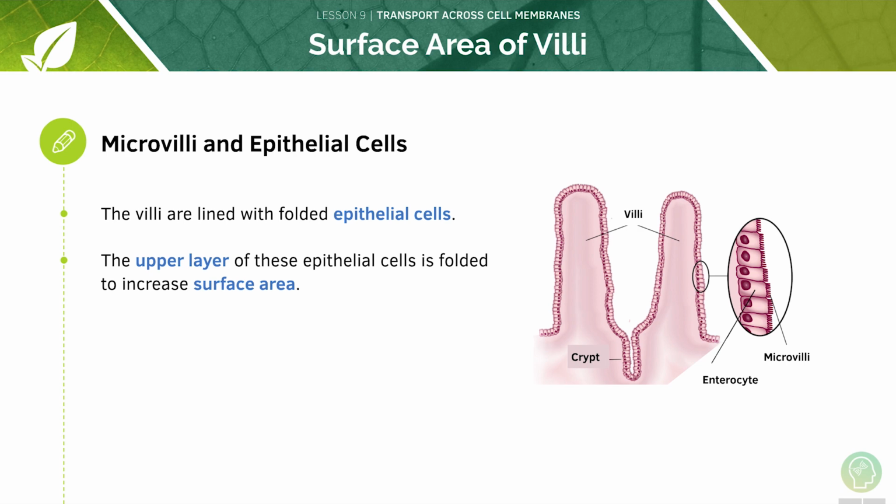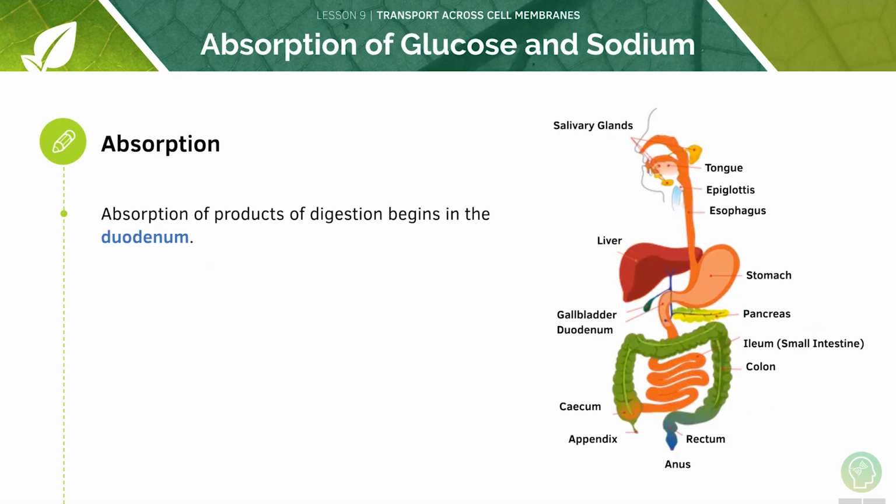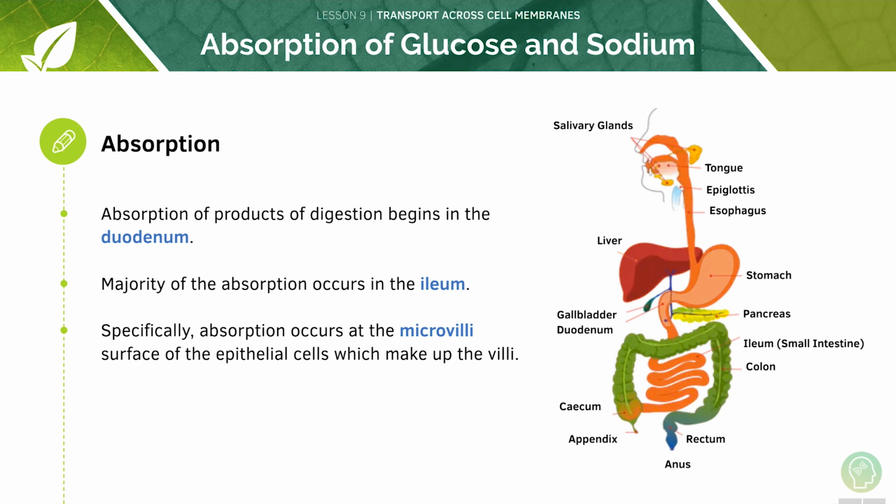The upper layer of these epithelial cells, which is the surface that comes into contact with the digested material, is folded to increase the surface area. One surface of the epithelial cells has microvilli to increase the surface area further. This can be seen here. Absorption of the products of digestion begins in the duodenum. The majority of the absorption will occur in the ileum. Specifically, absorption occurs at the microvilli surface of the epithelial cells which make up the villi.